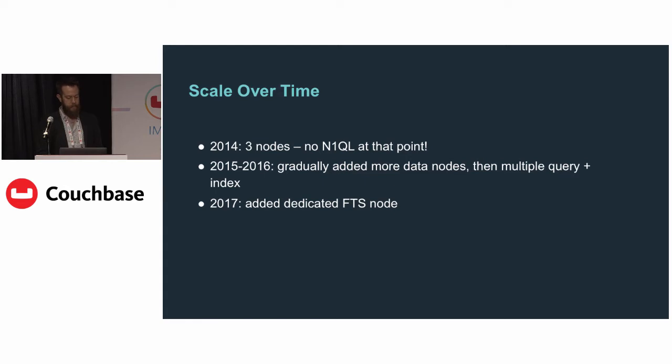So how have we scaled over time? So 2014, we were still proving MVP. We were building our platform, working out what we needed to do, how did it work. Nickel didn't exist at that point anyway, so we had 3 data nodes, the bare minimum you need to run a resilient Couchbase cluster. 2015 to 2016, we gradually added more data nodes, then multiple query and index nodes when Nickel was released, and then dedicated FTS nodes. And then we also have development and continuous integration test and security test clusters as well, which mirror production, not from a data perspective, but just from a cluster distribution perspective.